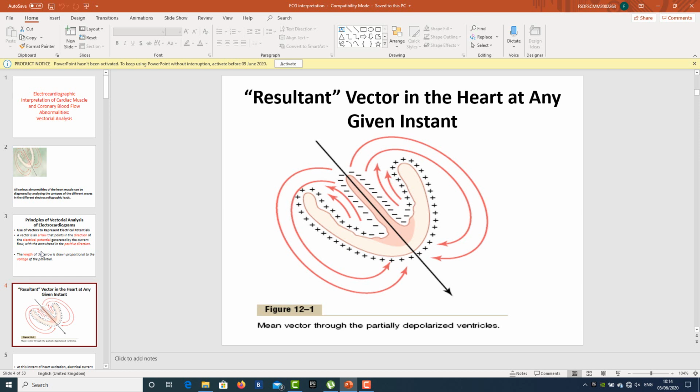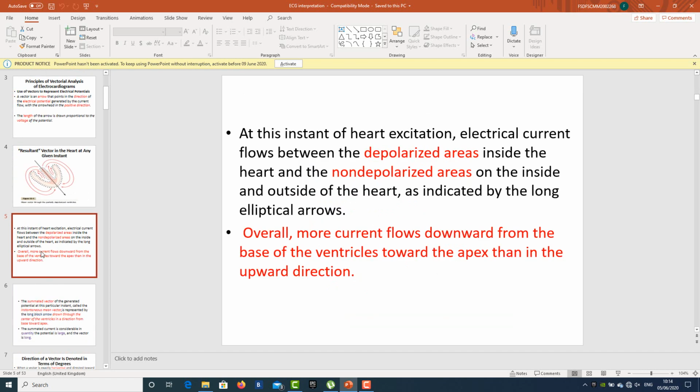And the resultant vector in the heart at any given instant is like this. This is actually the mean vector through the partially depolarized ventricles. At this instant of the heart excitation, electrical current flows between the depolarized areas inside the heart and non-depolarized areas on the inside and outside of the heart, as indicated by the long elliptical arrows. Overall, more current flows downward from the base of the ventricles towards the apex than in the upward direction. You have to keep this in mind. This is the key point here.